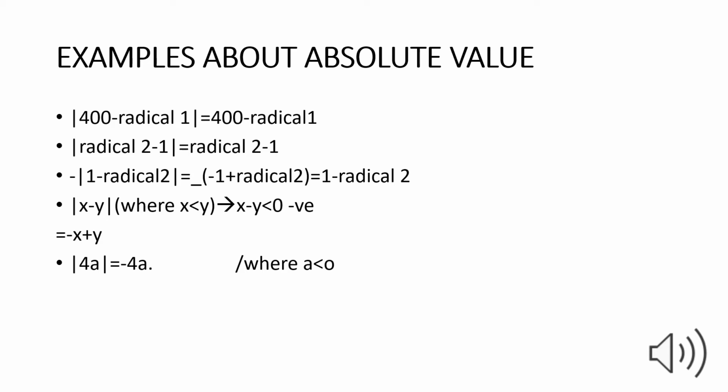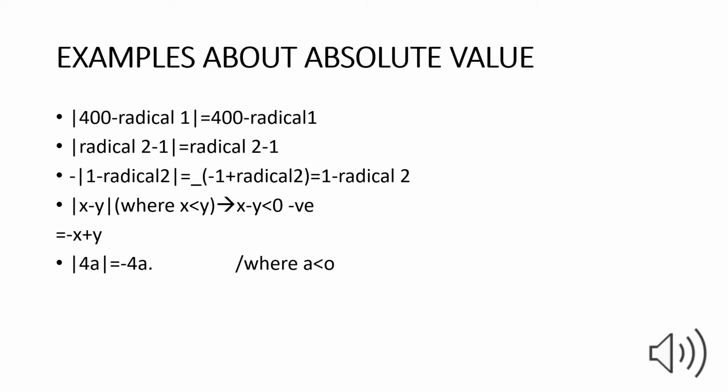4. Absolute value of x minus y, where x is less than y. If we take the y beside the x, we have x minus y less than 0. It is negative, so we should multiply it by a negative sign. So we get minus x plus y.